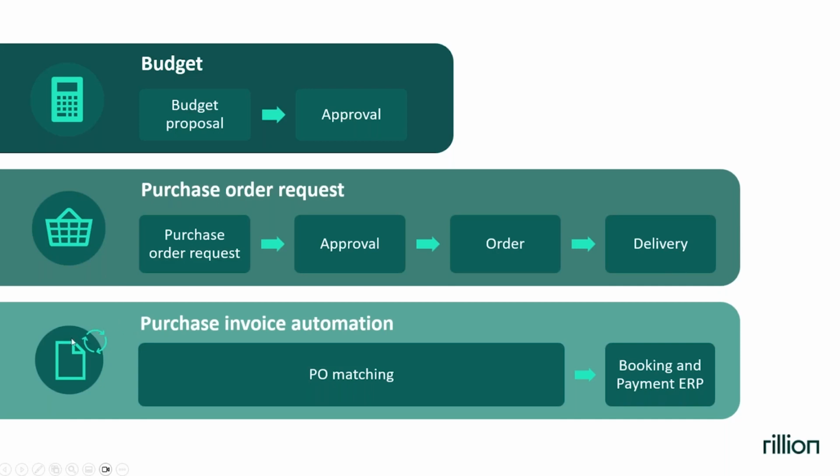So when we do get an invoice into the company, it can come into an invoice handling solution such as ours, like we have the Rillion Prime invoice automation solution, but it could be any other as well. We have the invoice coming in, and if there is then a purchase order in the system, we could match that invoice to the purchase order.